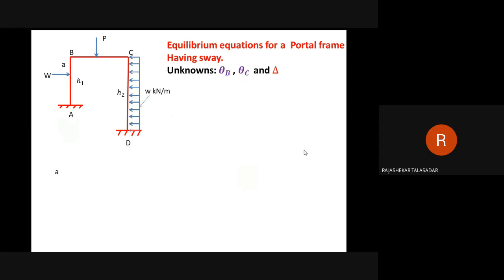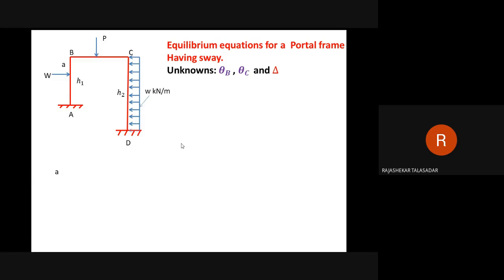Now, let us take one portal frame. Can anybody tell me what are the reasons of sway here? First, horizontal loading. Very good. One more: settlement? No settlement. Different heights of the column, yes. Third reason: unsymmetrical vertical loading. P is not at the center. Let us assume it is not at the center.